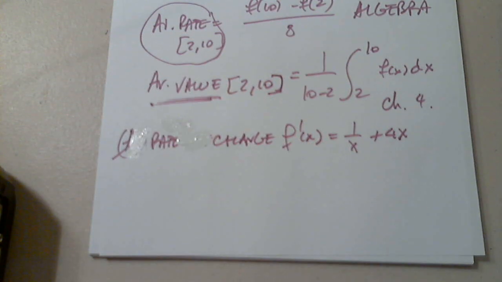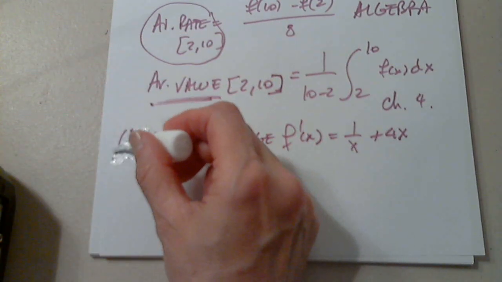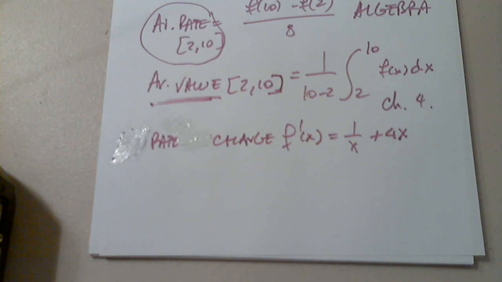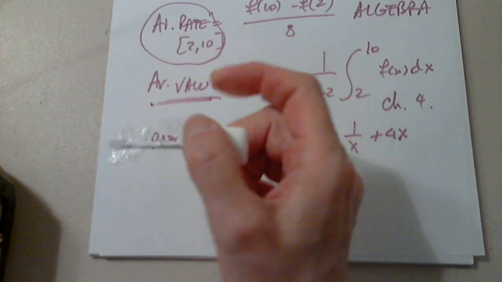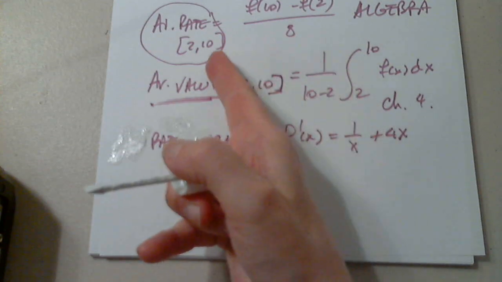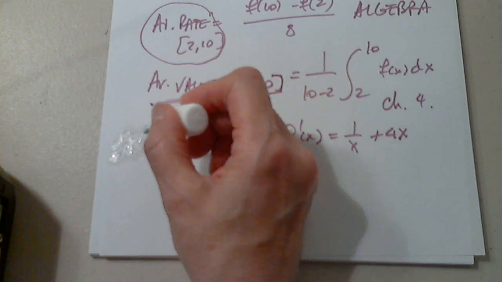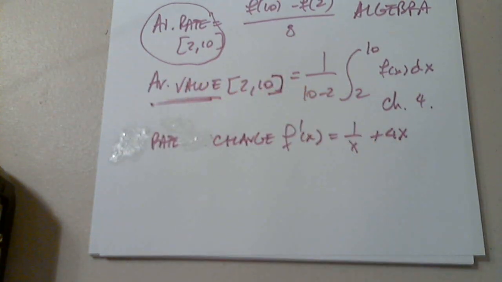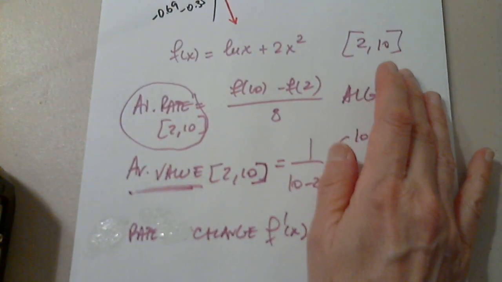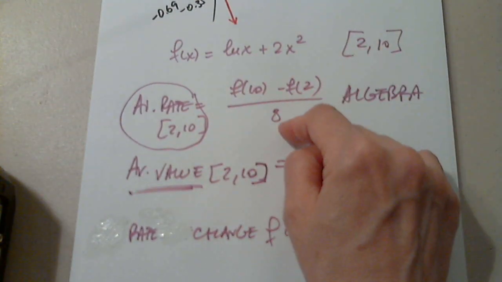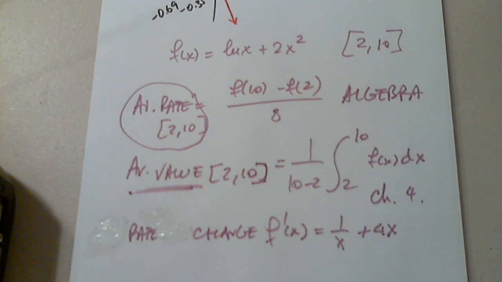The problem says f of x equals square root of 2x minus 1. Find the average rate of change of the function between the points x equals 1 and x equals 5. Yes, it's just algebra. I shouldn't say just algebra. We plug in the values, and it's f of 10 minus f of 2 over 10 minus 2, which is 8. Good, very good. Next question.